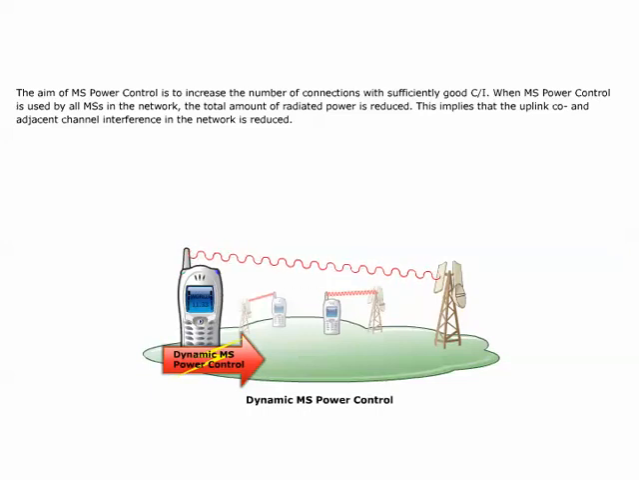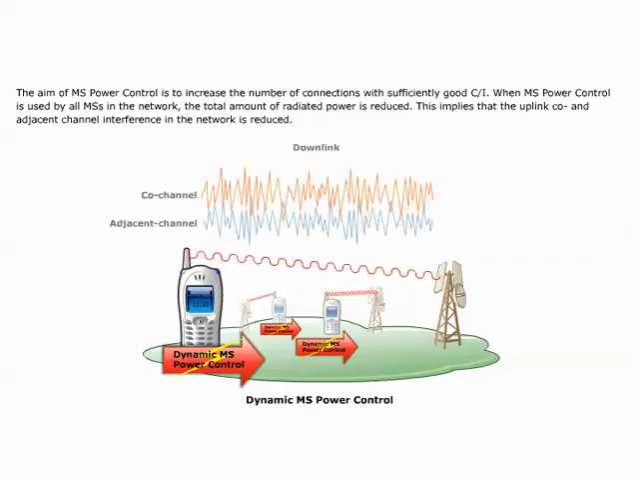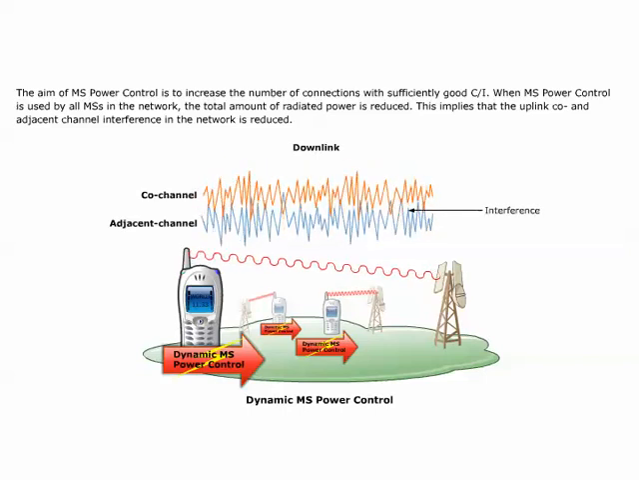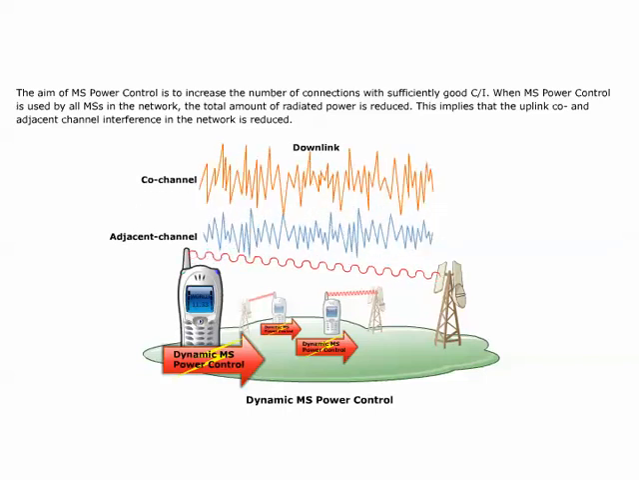The aim of MS power control is to increase the number of connections with sufficiently good C/I. When MS power control is used by all MSs in the network, the total amount of radiated power is reduced. This implies that the uplink, co- and adjacent channel interference in the network is reduced.